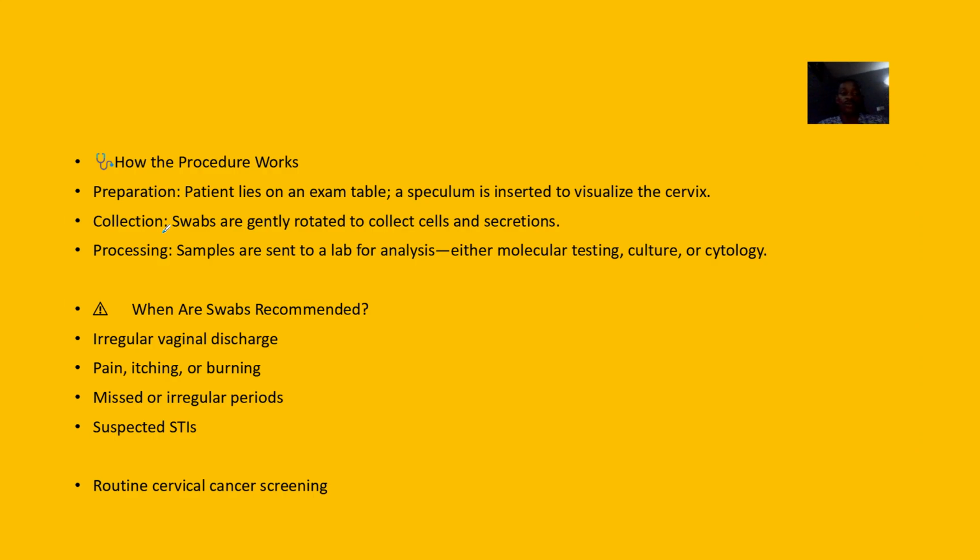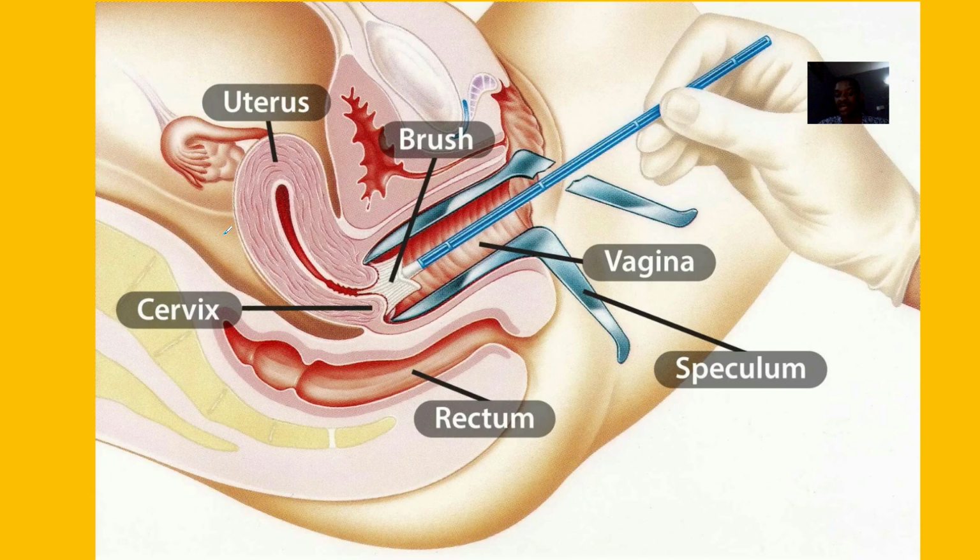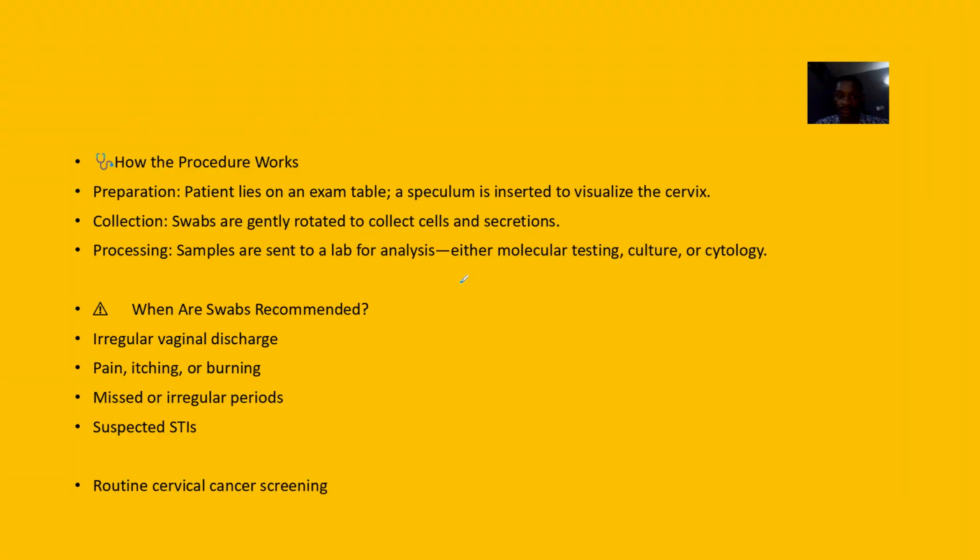So how the procedure works is the patient has to lie on an examination table. Then you use this instrument that keeps the vaginal walls open. It's called the speculum. Then swabs are gently rotated to collect cells and secretions. The samples will now be sent to the lab for analysis, then you collect the results.